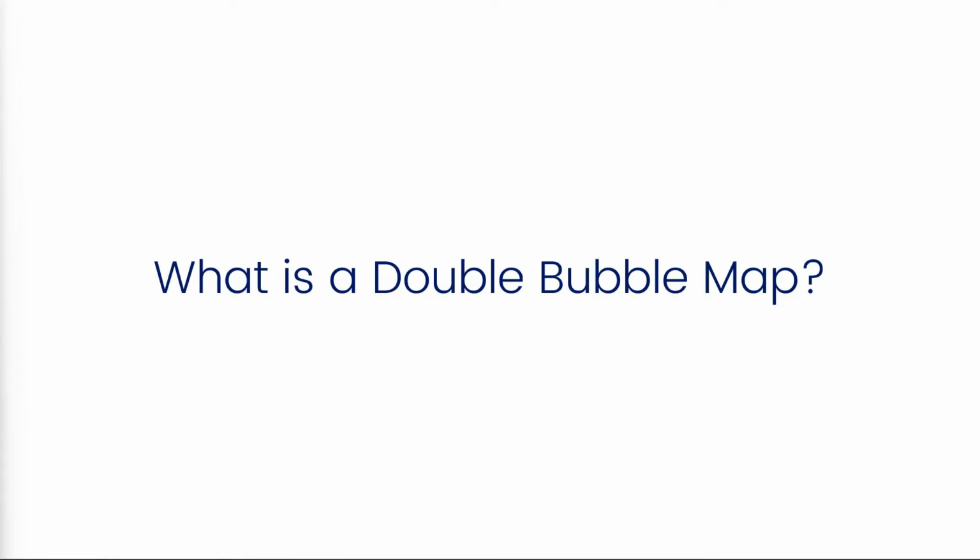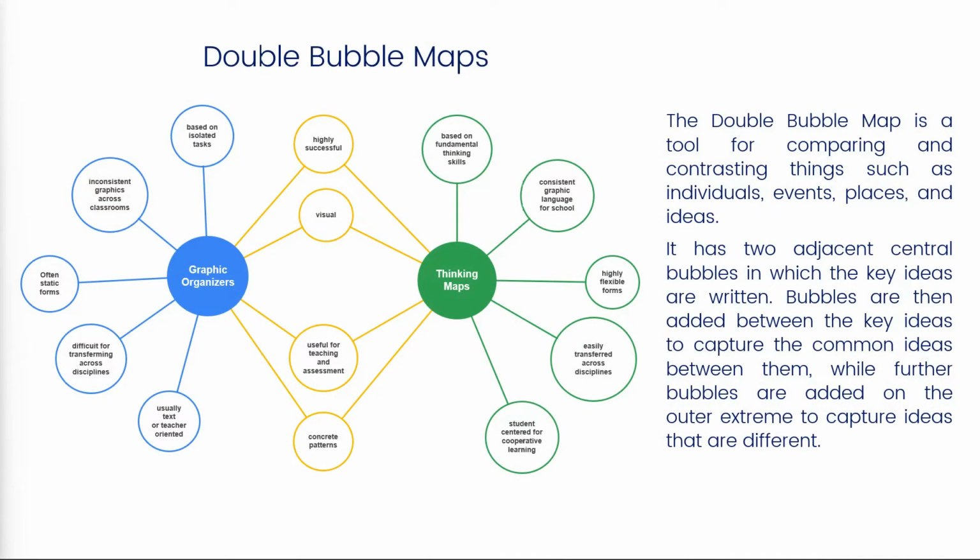In this video, we'll learn about the double bubble map. The double bubble map is a tool for comparing and contrasting things such as individuals, events, places, and ideas. It has two adjacent central bubbles in which the key ideas are written. Bubbles are then added between the key ideas to capture the common ideas between them, while further bubbles are added to the outer extreme to capture ideas that are different.